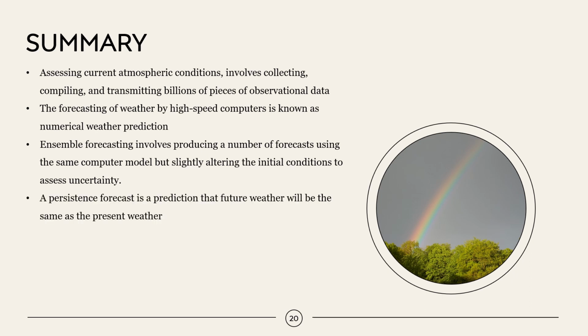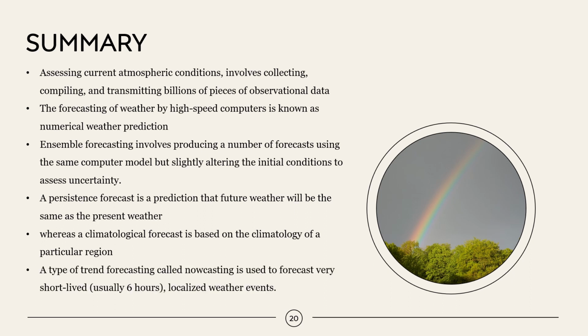And a persistence forecast is a prediction that future weather will be the same as the present weather, whereas a climatological forecast is based on the climatology of a particular region. And lastly, a type of trend forecasting called nowcasting is used to forecast very short-lived, usually 6 hours, localized weather events. So these are just some of the few points that we need to remember for today's discussion.